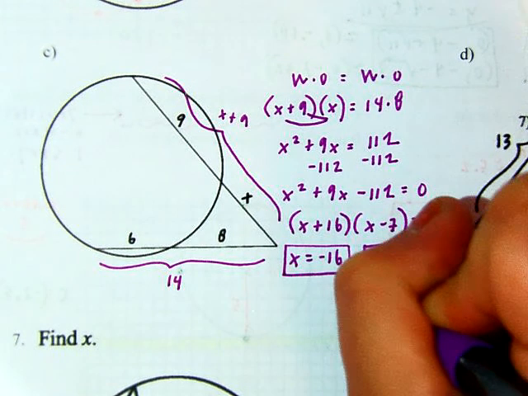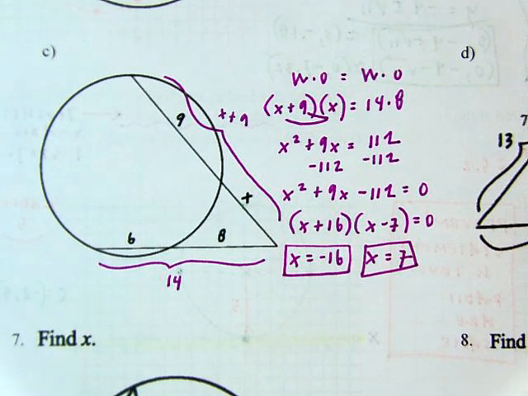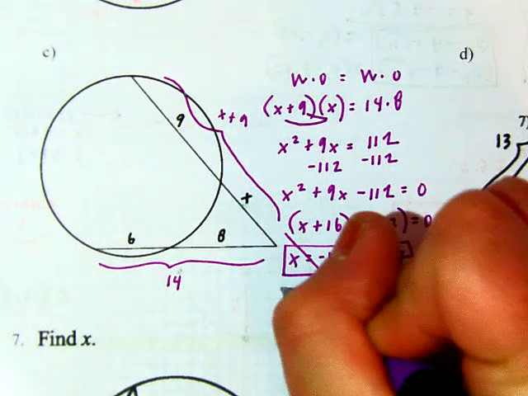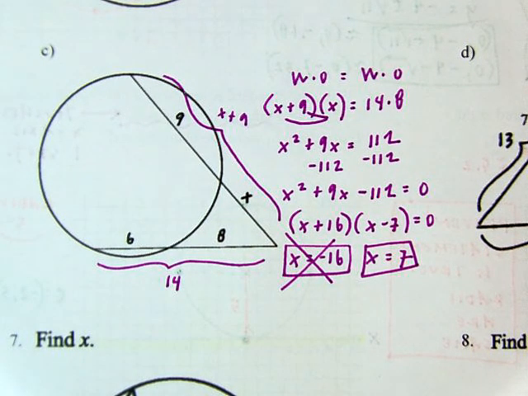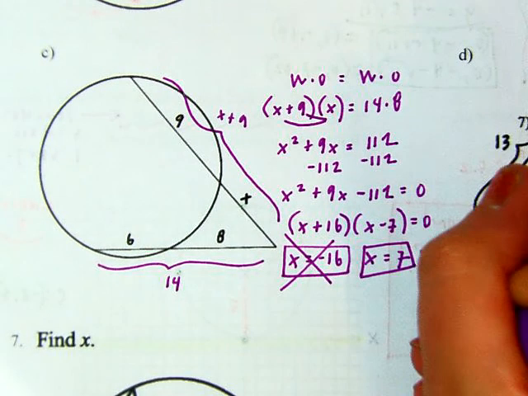Now, can't have a negative measurement. Doesn't work in geometry, so that negative 16 is out. Not going to work. It's an extraneous solution. We were able to solve for it, but when we plug it back in, it doesn't actually work. So the only one that works is x equals 7.